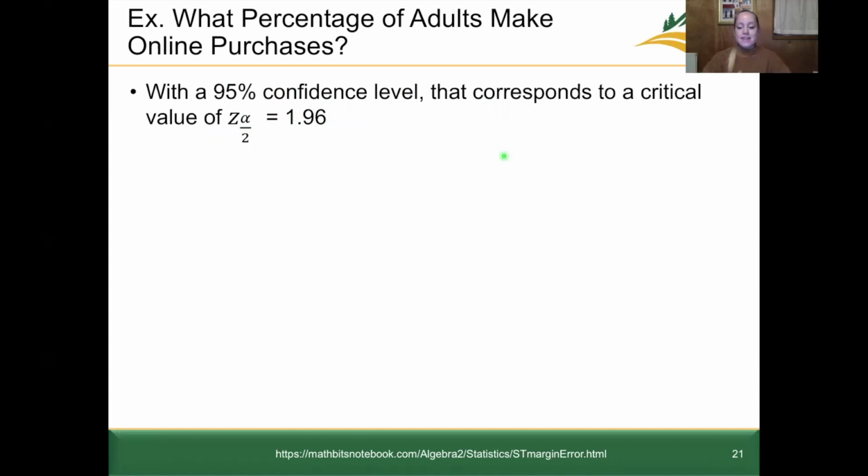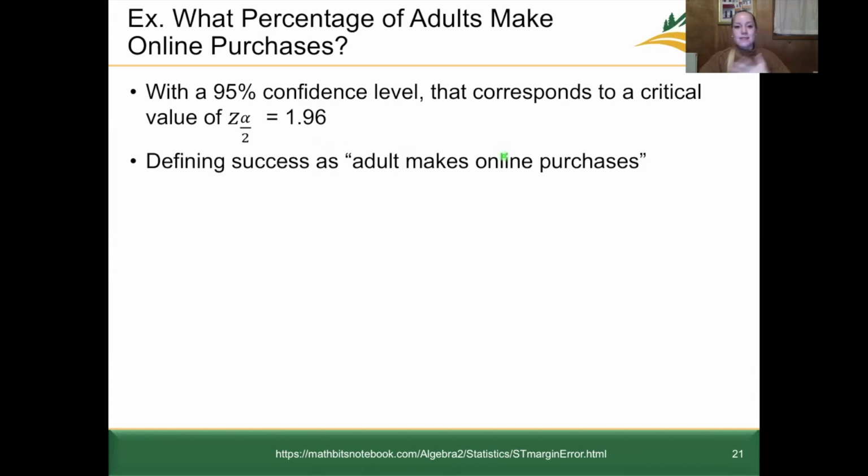Let's define success and failure now. We can say the measure of success is that an adult makes online purchases. From part A, we know this p-hat value is estimated to be 80% of adults who do make online purchases. Taking this p-hat value out of a percentage, that's 0.8. This bullet point corresponds only to what we know from part A.